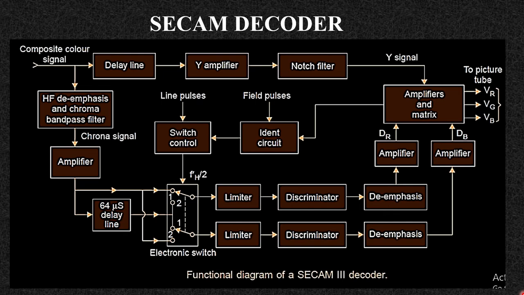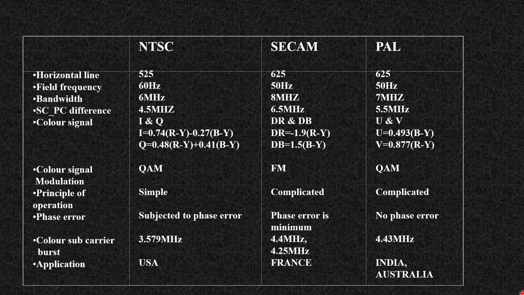So this is all about all three systems. Now let us summarize all these three systems. If in the examination you are asked to write the difference between the three systems: horizontal lines in NTSC 525, Secam 625, PAL 625. Field frequency for NTSC 60 Hz, Secam 50 Hz and PAL 50 Hz. Bandwidth of NTSC 6 MHz, Secam 8 MHz, PAL 7 MHz. Sound carrier and picture carrier difference in NTSC is 4.5 MHz, Secam 6.5 MHz and PAL 5.5 megahertz.